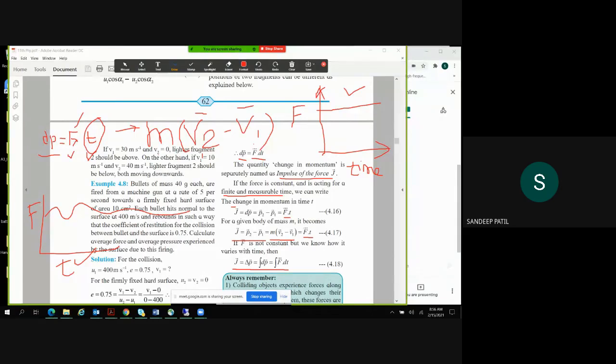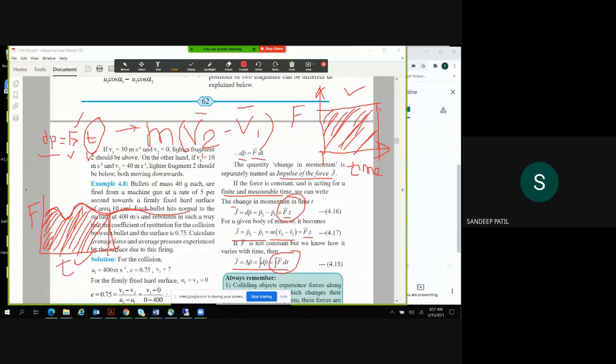We have to integrate. In the earlier lecture also, I described this procedure. Integration is nothing but summation. Suppose we are measuring for this time. F into t is the area of this graph, and that is what we are trying to calculate here. Similarly, if force is changing and we consider a particular time only, we can calculate this area.